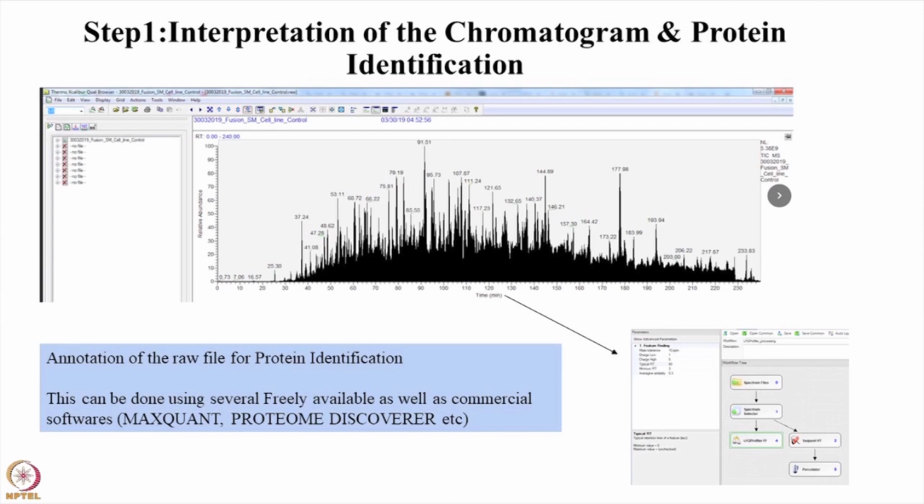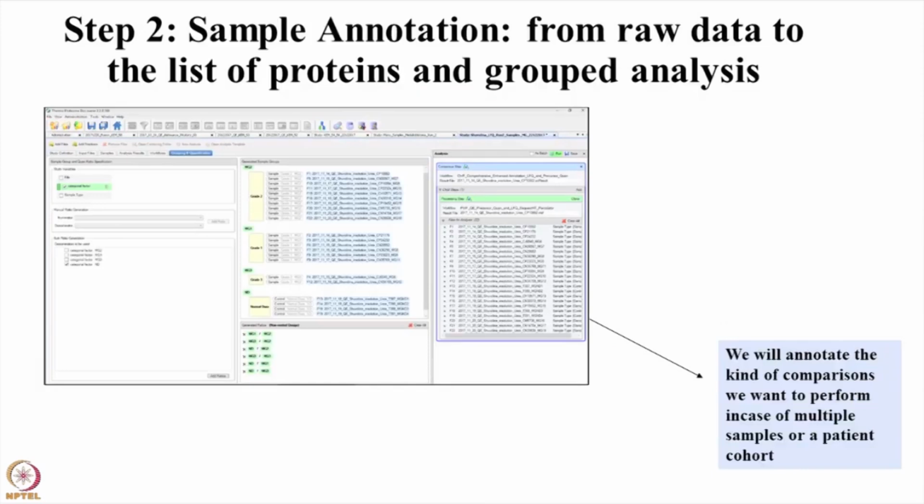What the software does is it takes the raw data into account, and then it does the spectral matching and counting, and also it uses a background database. So if your sample is from human origin, you give a Homo sapiens database, and then it does the annotation of the peaks. Also, in the process of sample annotation from raw data, you can also do a grouped analysis.